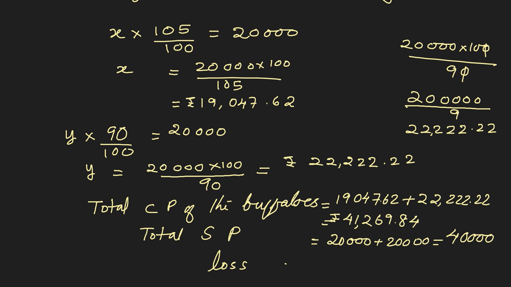So, loss you can find out as 41,269.84 minus 40,000. That you will get as 1,269.84. That is rupees 1,269.84 is the overall loss in this transaction.